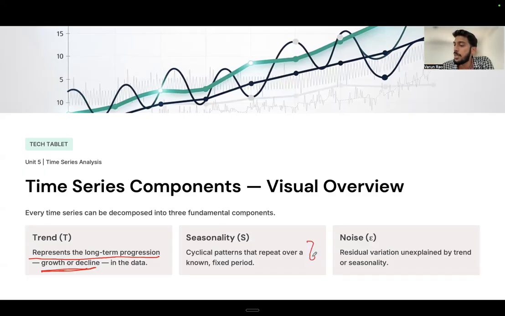Seasonality is cyclic patterns that repeat over a fixed period of time. These are not indefinite or infinite. They have a usual definition window of 6 months or 1 year or 2 years, and we would be measuring the seasonality within these 1 or 2 years. When we have noise, as you can see, it is the residual variation unexplained by trend or seasonality. Noise in some terms is also called error, but in time series analysis, I don't think it can be considered lightly. All right.